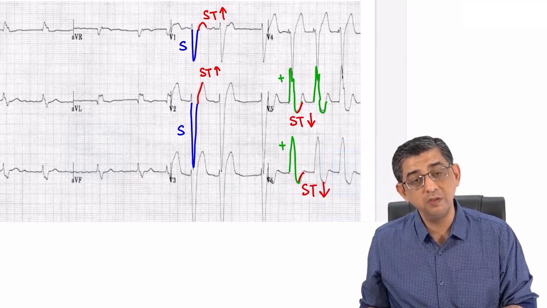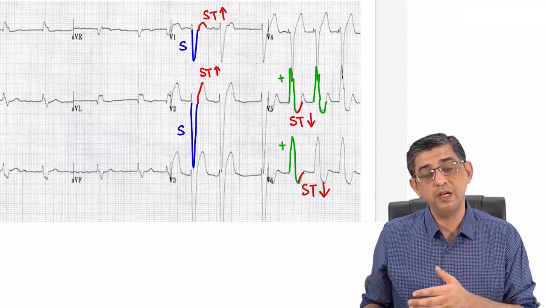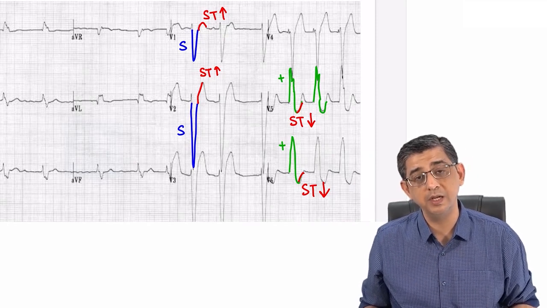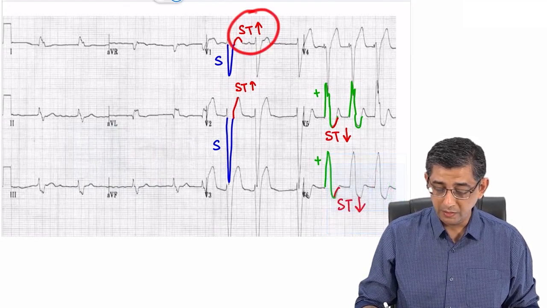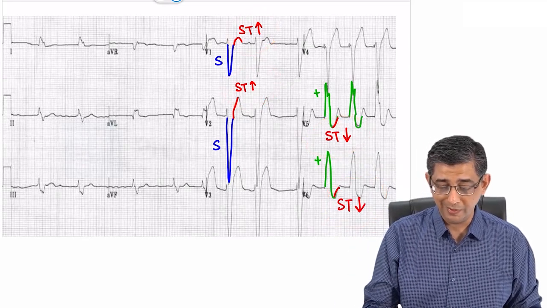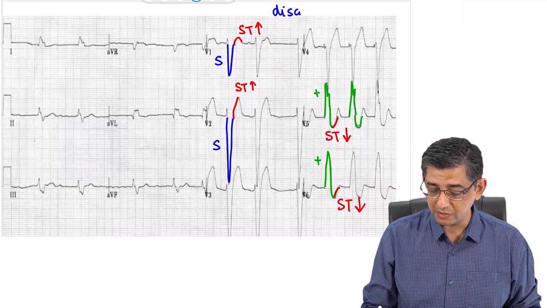You will notice that in V1, V2, the predominant vector is negative. So ST elevation. And when it comes to the predominant vector in V5, V6, it is positive. So ST depression present. This is the only example I highlight once again where you will read in the question ST elevation and ST depression in the same ECG strip. The technical term that is used for this is called discordant ST segment changes.